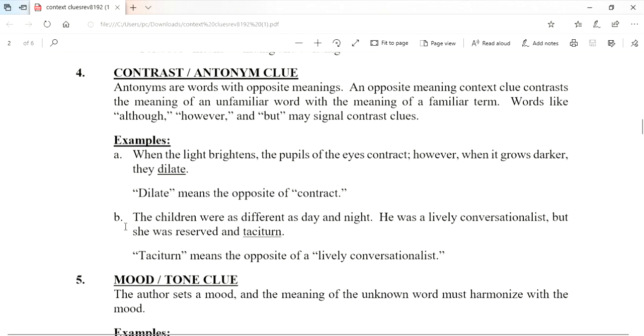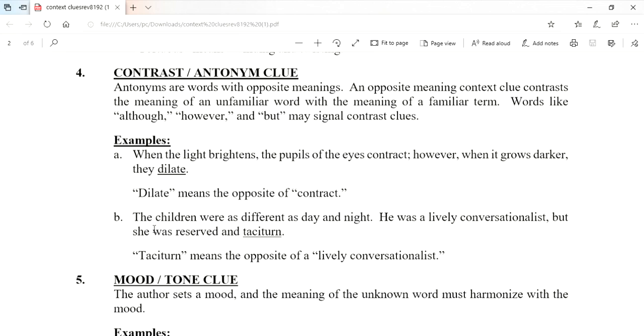Right. Let's look at the B. The children were as different as day and night. He was a lively conversationalist, but she was reserved and taciturn. So we have lively conversationalist, somebody who likes taking part in conversation, and then somebody is taciturn, so it's reserved. You can see that the meaning is clearly that it's reserved.